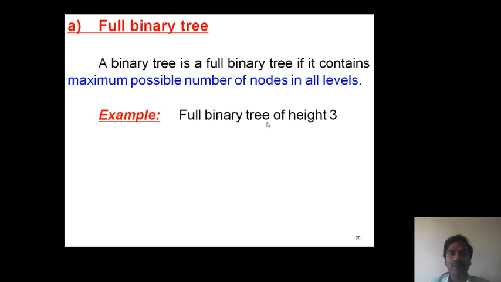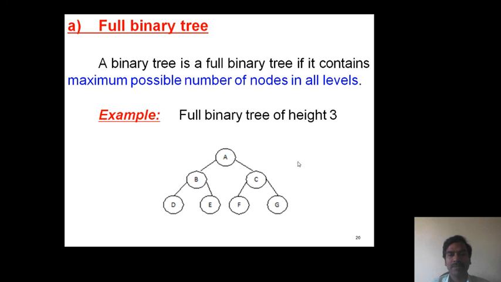Let us see an example, a full binary tree of height 3. Now listen, this one, level 1, consists of only one node. Level 2 consists of 2 children nodes. Level 3 consists of 4 children nodes. In such a way, for every node we place the maximum number of children nodes. Hence it is referred to as a full binary tree of height 3.